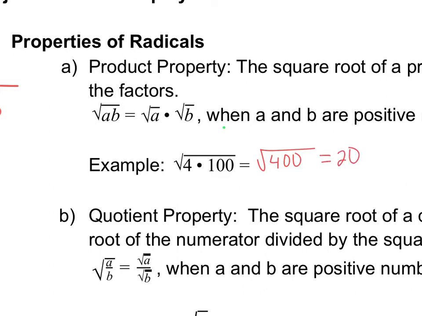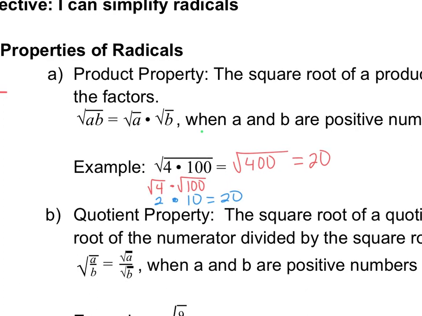It's 20. If we broke it apart this way, you could break this apart as the square root of 4 times the square root of 100. That's a lot easier to manage because you can tell me the square root of 4, that's in our little cheat sheet, that's 2, and the square root of 100 is 10. So now you're going to do 2 times 10, and you still get the same answer, 20. So it just depends on which way you want to look at it, but that works both ways.